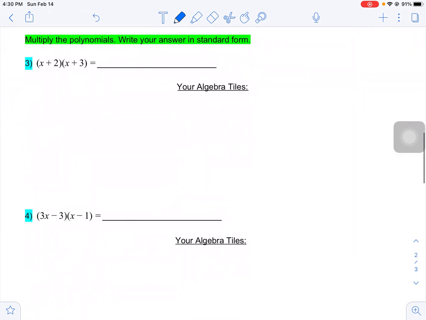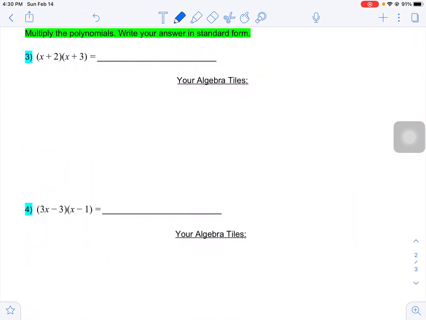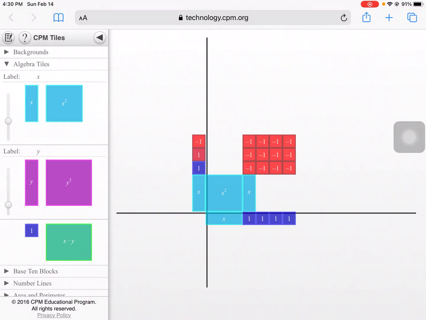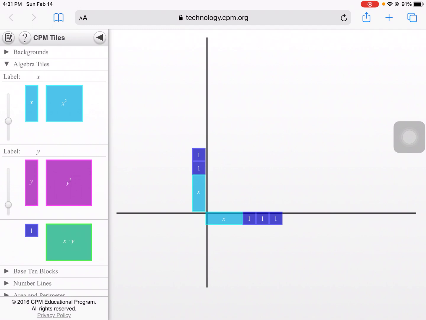Number 3, now we're setting up our own. So we have x plus 2 times x plus 3. So let's go over here. We'll set that up and get rid of our last problem there. So there's x plus 2 times x plus 3. Move your x squared tile in there because x times x is x squared. Now we'll put our tiles up above here that represent x times each of these 1s here.